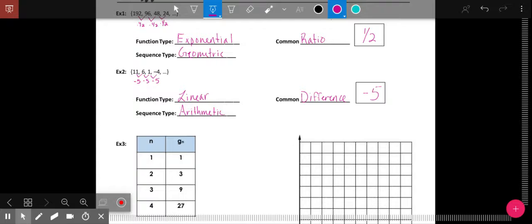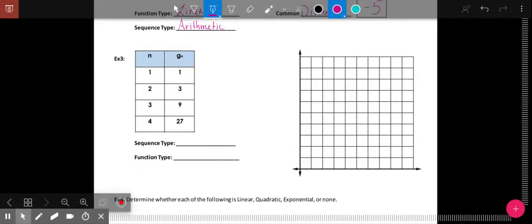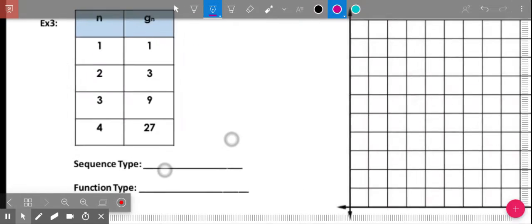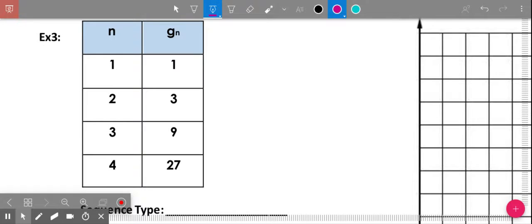Looking at the next one, now we're going to actually be graphing these. So what does the graph of a sequence look like? Because they're a little bit different than functions. They still look very similar to our functions, but they're a little bit different. First, we need to determine, are we dealing with an arithmetic or a geometric sequence? Right off the bat, we should notice that there's a G right there, so there's a good chance we're looking at a geometric sequence.